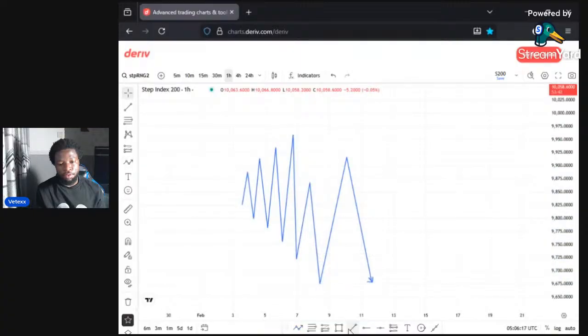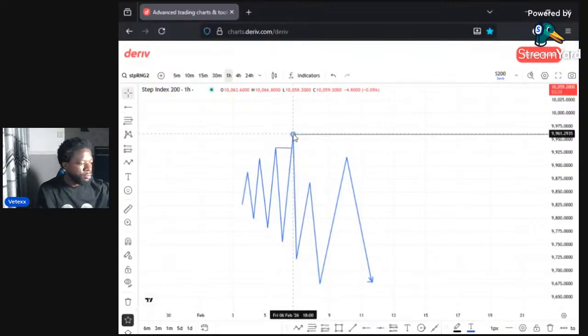So this is basically what we always have. The market is always moving randomly. We have a sweep of liquidity, which is this, and then this is our protected high, which is this.